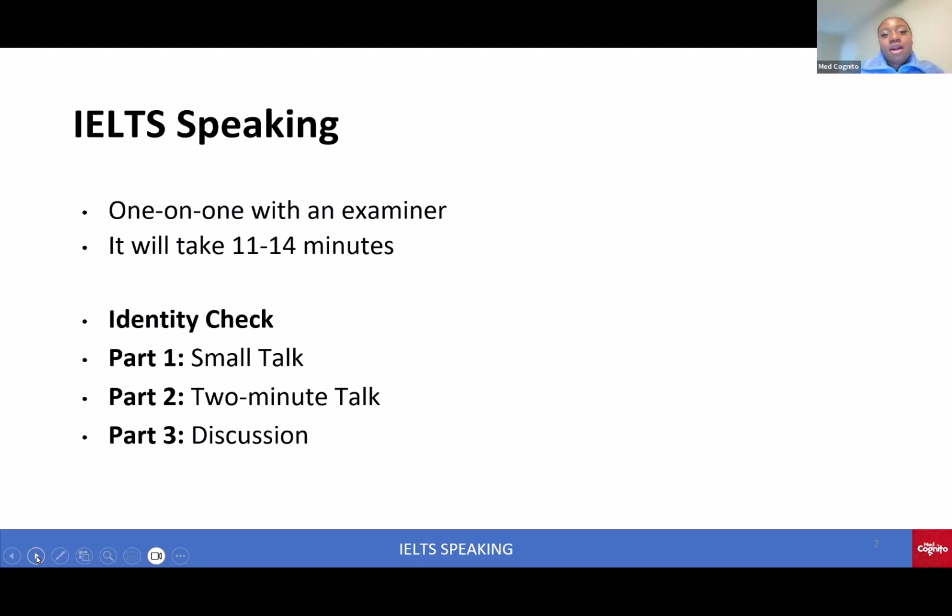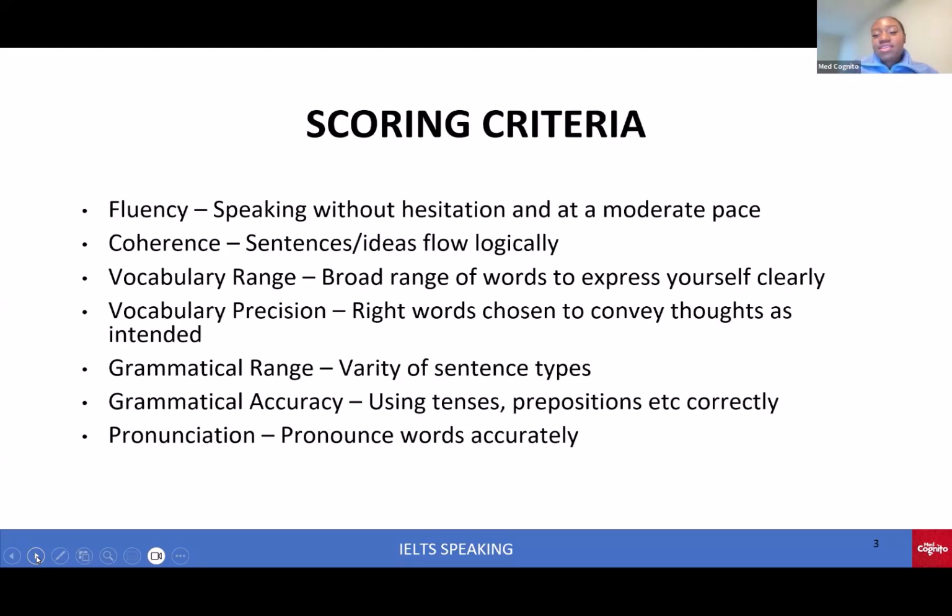And then jumping into part one of the actual test is the small talk portion, part two, which is the 2-minute talk, and then part three, which is the discussion. The scoring criteria used in this section covers a range of things. The first is fluency, and so that's speaking without hesitation at a pretty moderate pace. And this is really important because it's very easy to tell when there's hesitation in the speech. And of course, this gets better with practice and with time.